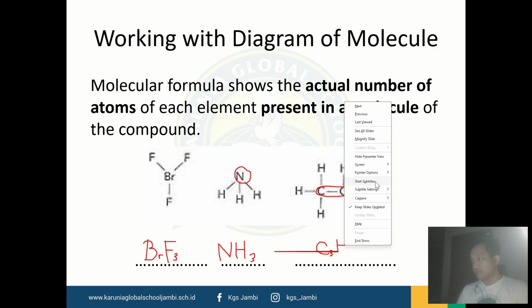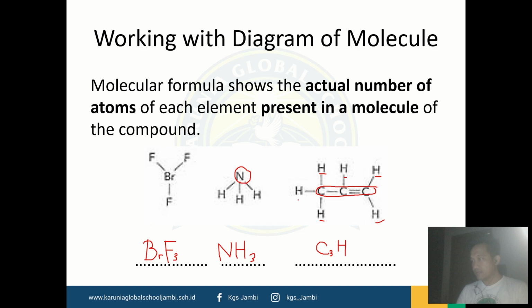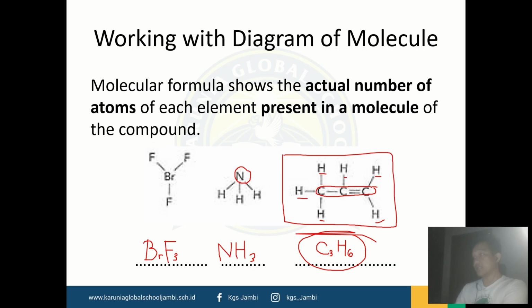What just happened? Let's erase this. How many H here? One, two, three, four, five, six. C3H6. But remember, for this one, we do not simplify, because the compound consists of 3 C. So remember, we do not simplify this one.